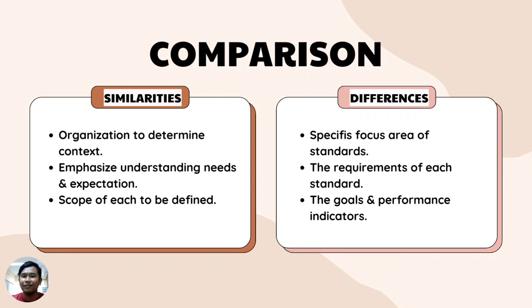And next is the differences. They all have a specific focus area, like ISO 9001 is more focused on quality management, ISO 14001 is more on the environmental management system, and lastly, ISO 45001 is more on the occupational safety and health management system. Next, the requirements of each standard are distinct and tailored to the respective management system. And lastly, their goals and performance indicators are based on the objectives of each standard that have been set by their organization.